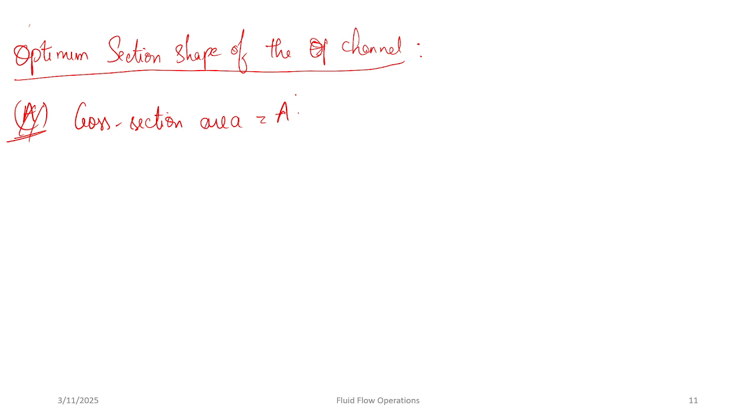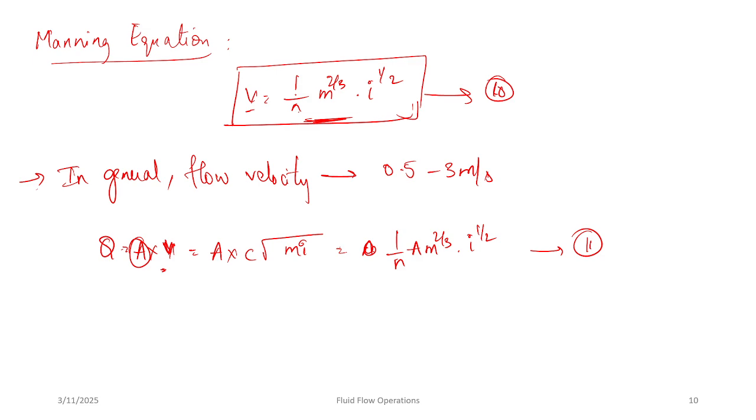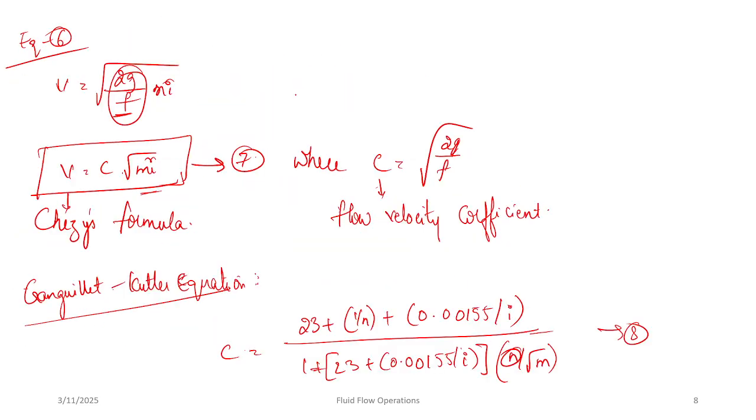Okay. So let's say A is the cross section area of the open channel and this is constant, and from this equation if we also have values of C and I, that means the section shape is properly selected. Okay, so that wetted perimeter should be minimized. Okay, and at the same time both velocity and discharge should be maximum. Okay, in that way you have to design your channel section.